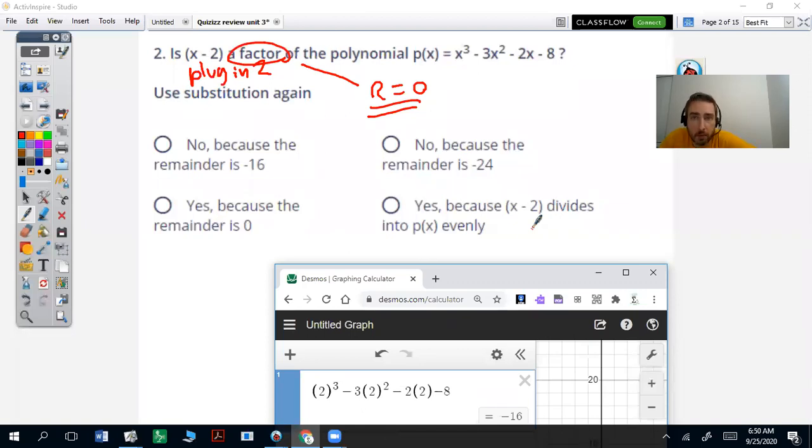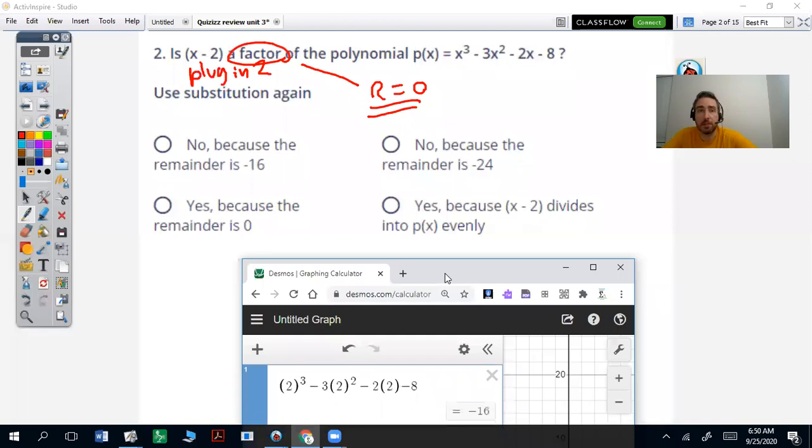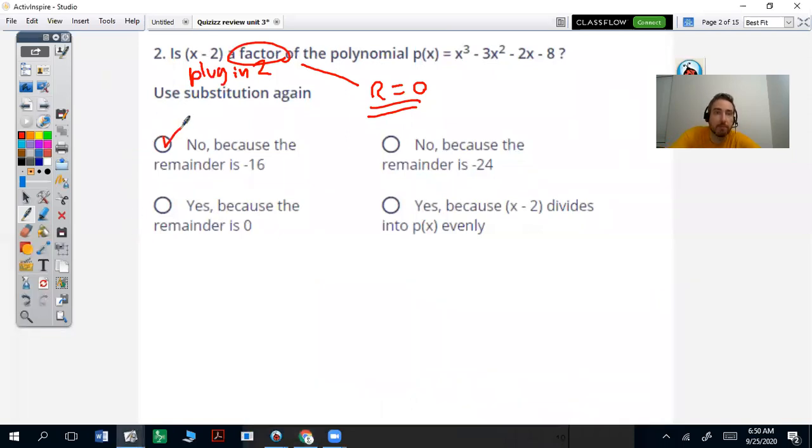Okay, I've taken a moment to plug it in. I plugged in +2 into this function. I get -16. That's my remainder. Since it's not 0, it's not going to be a factor. Next question.